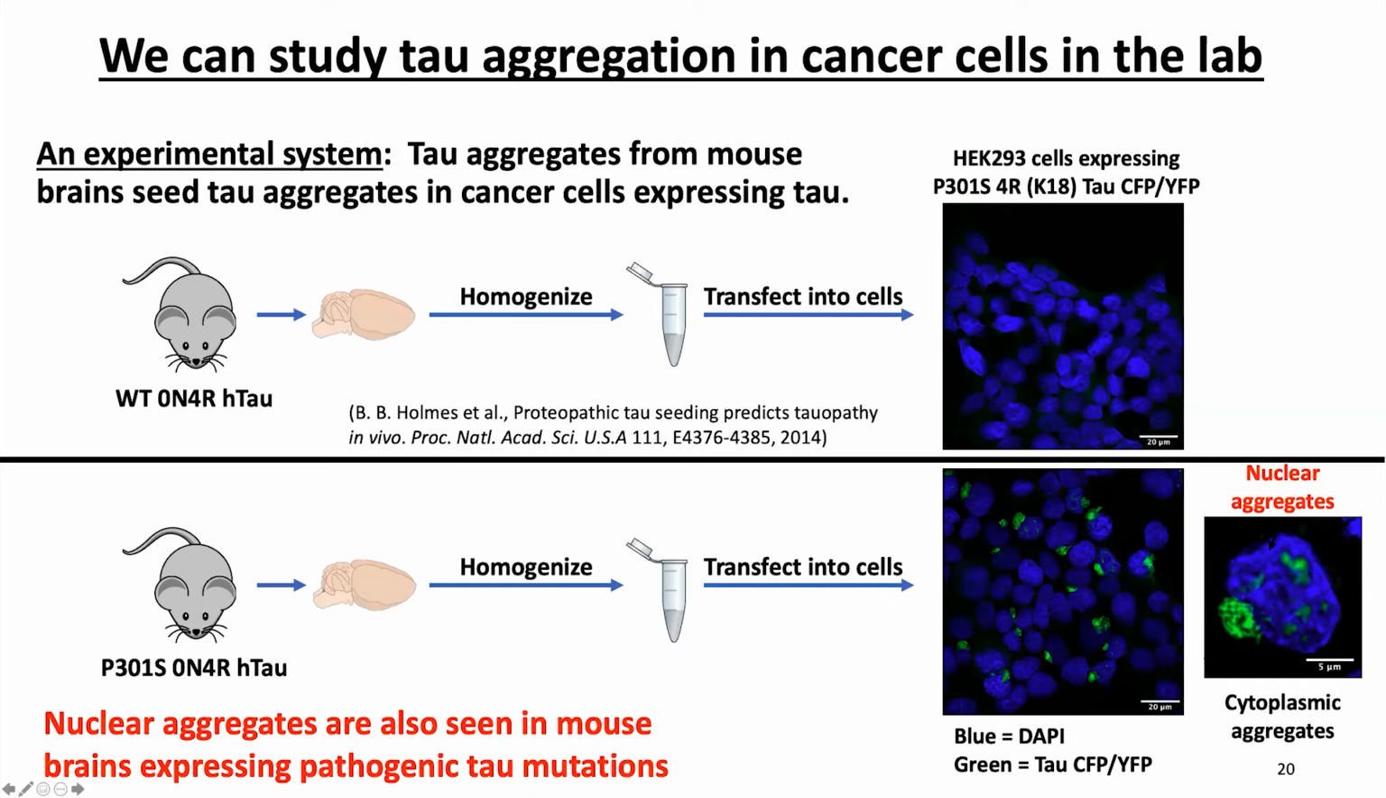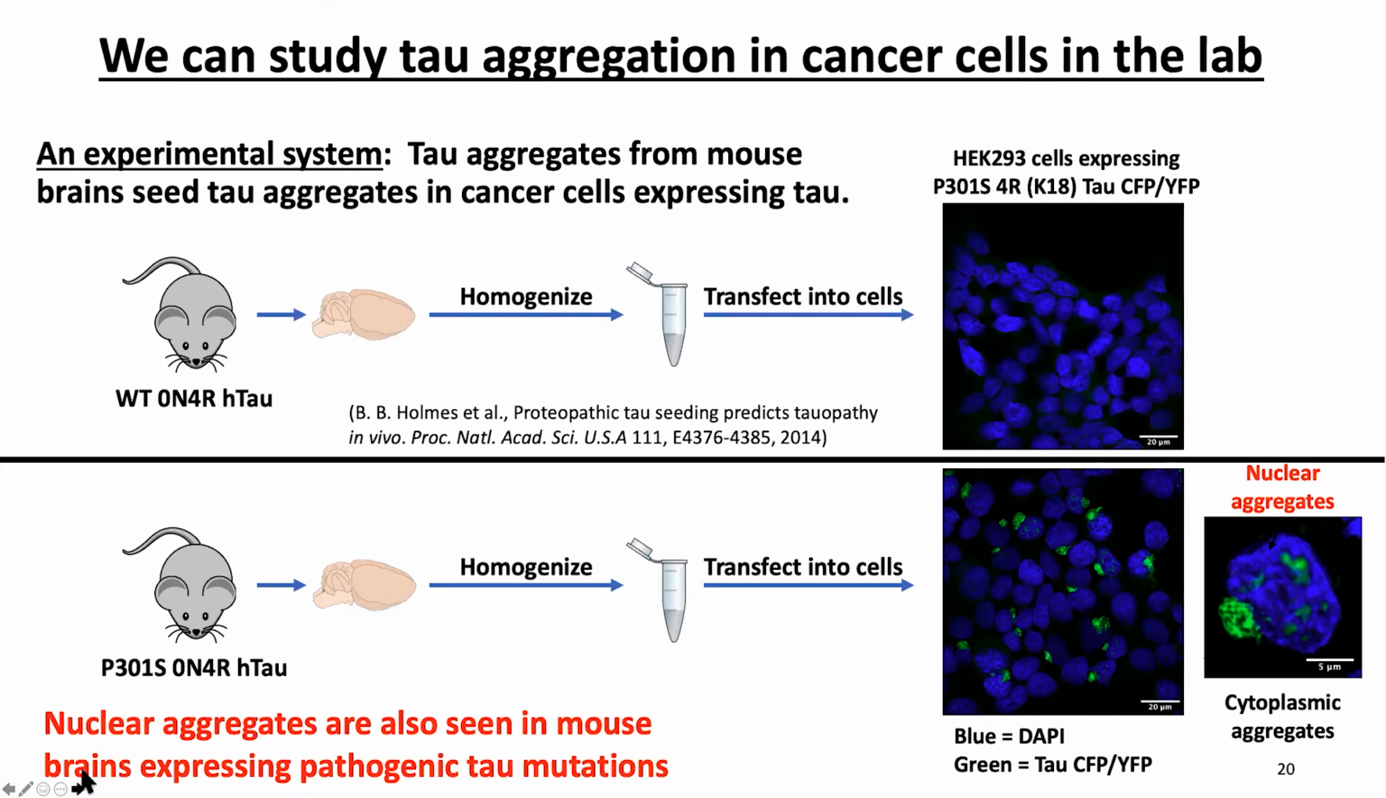And I just want to point out that if you zoom in on a cell here, and the blue is the nucleus, it's showing you the DNA, you can actually see that you form these big tau aggregates that are out in the cytoplasm. But in the nucleus, you also form particular tau aggregates as well, and I'll talk a little bit more about those in a second.